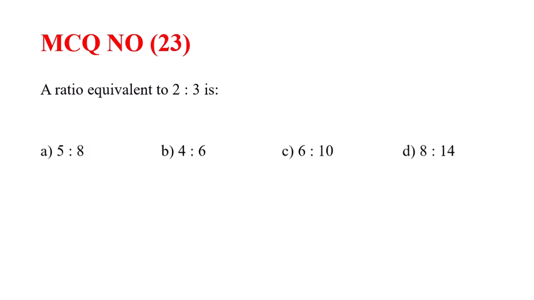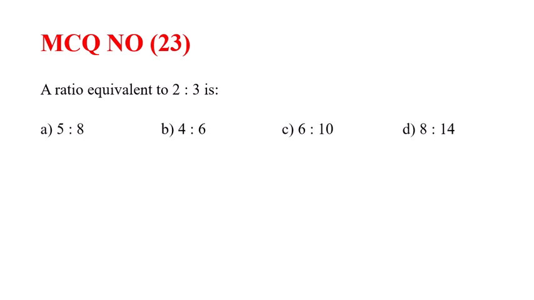The last MCQ is 23. The ratio equivalent to 2:3 is given. Option A is 5:8, option B is 4:6, option C is 6:10, and option D is 8:15.